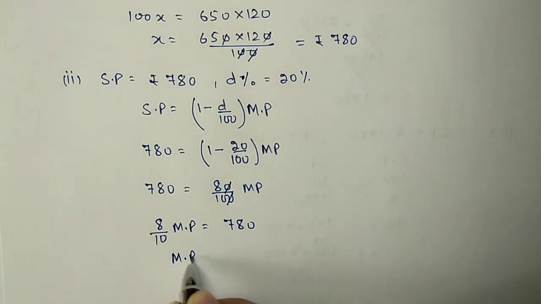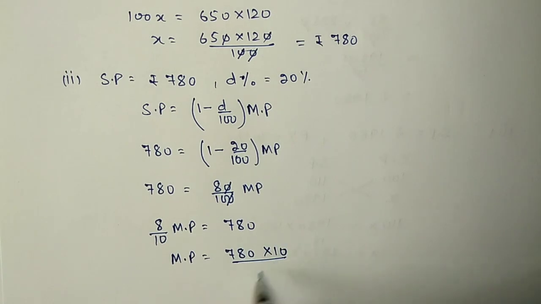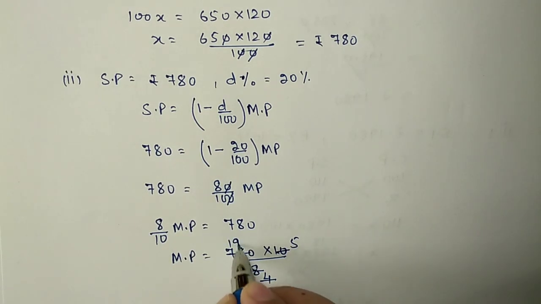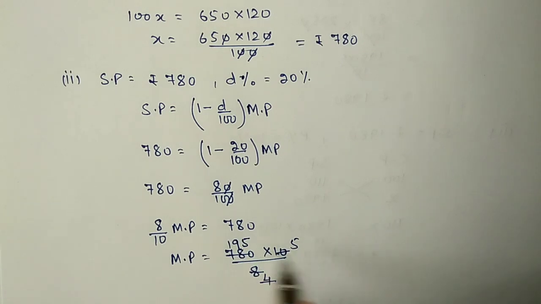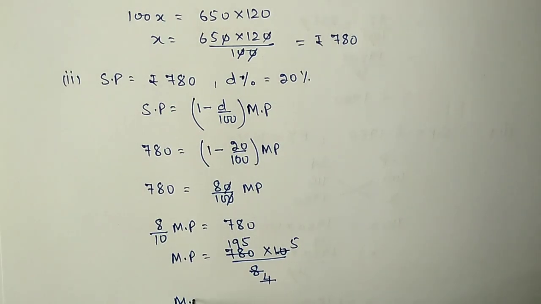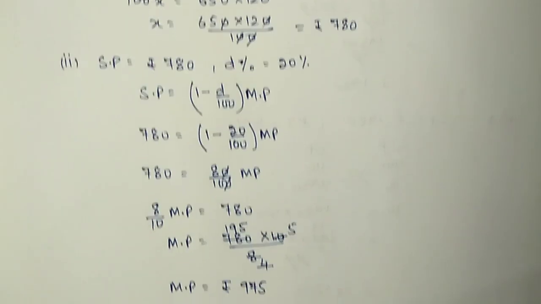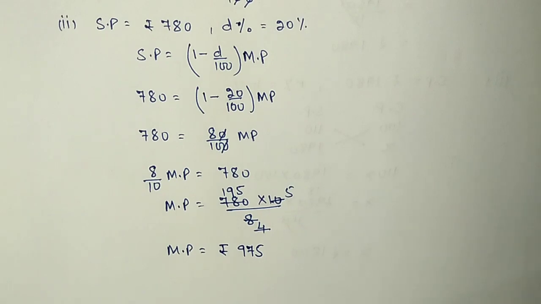So MP is equal to 780 into 10 divided by 8. We can cancel 2 4s and 2 5s, then with 4 we can cancel, 4 1s are 4, then 4 3s are 12, 4 8s are 32, 4 9s are 36 and 4 5s are 20, 195 into 5. After multiplication we will get 975. So mark price is 975 rupees.